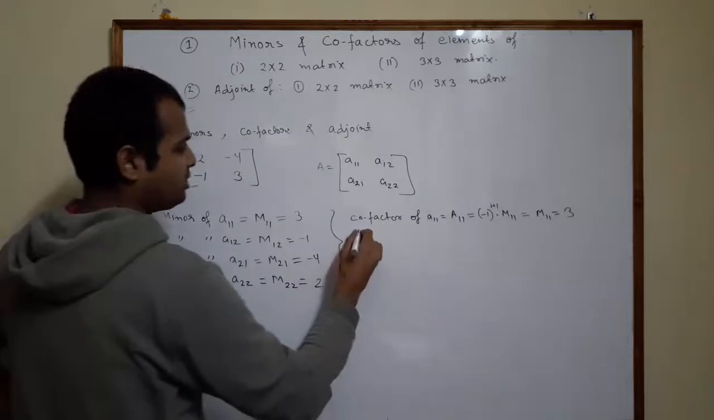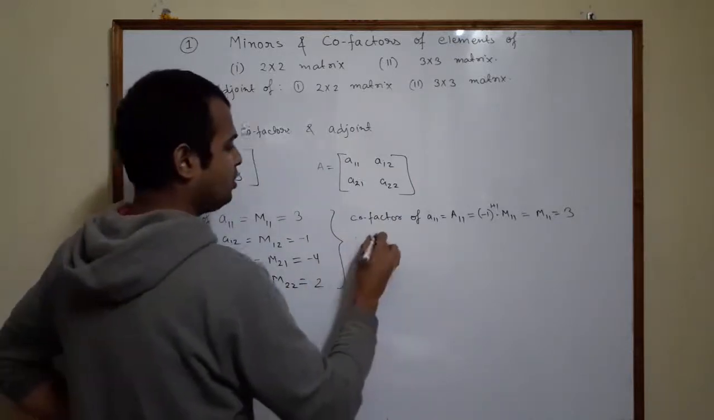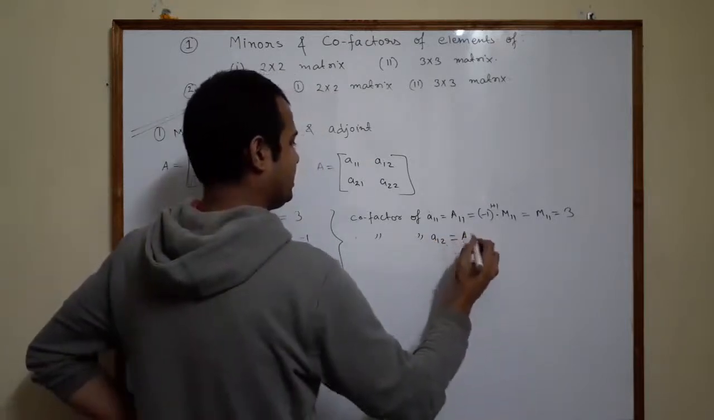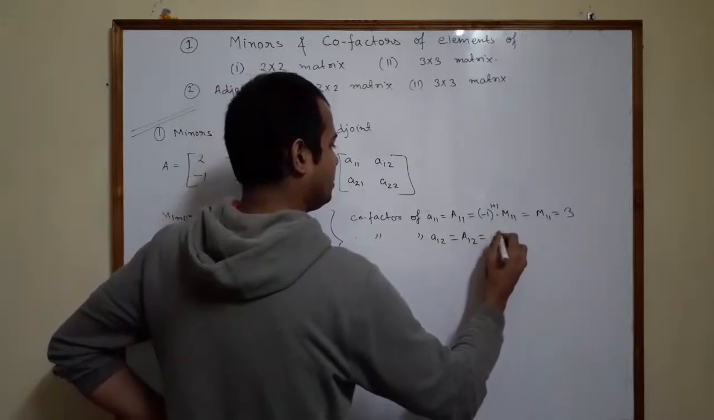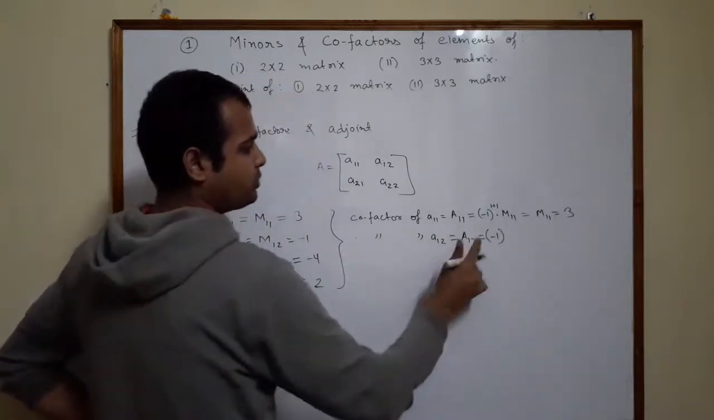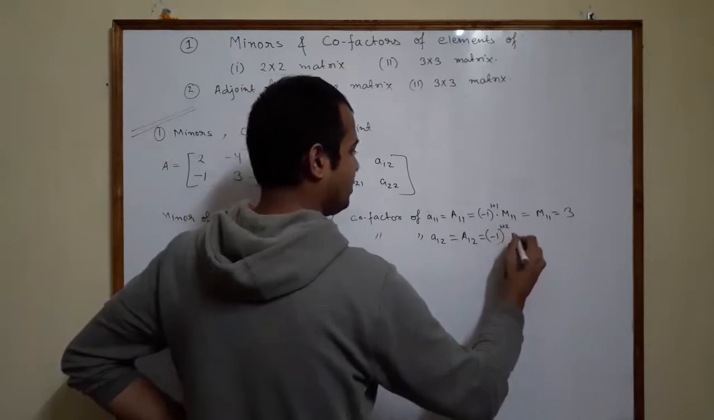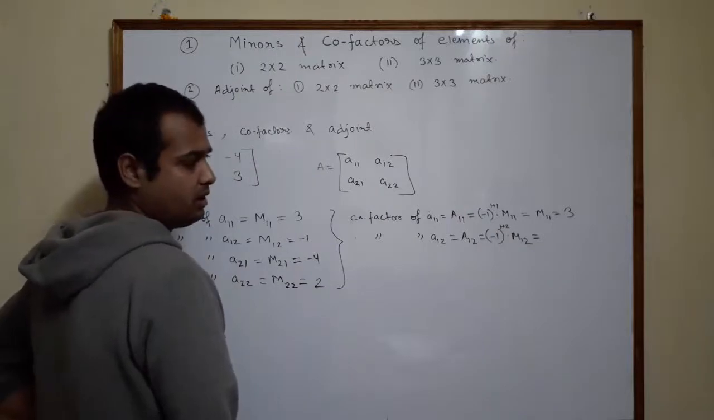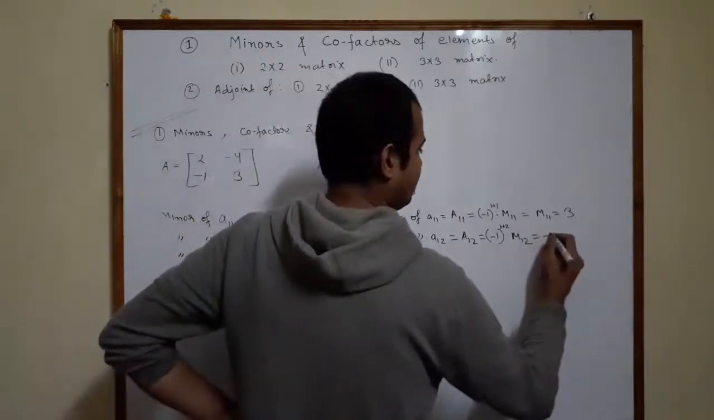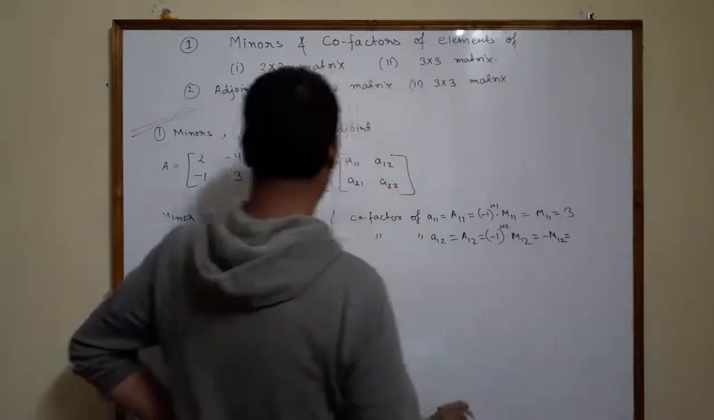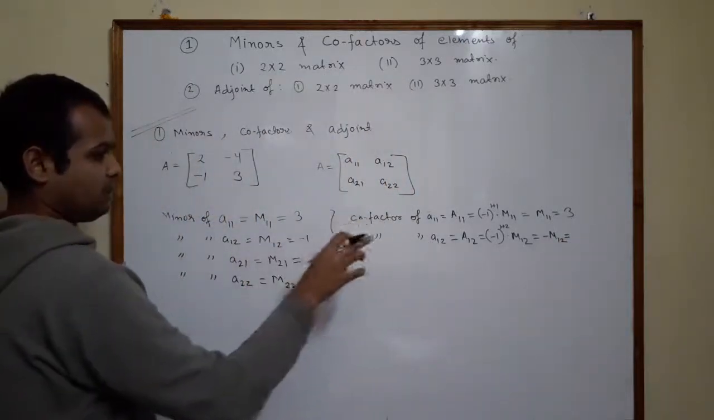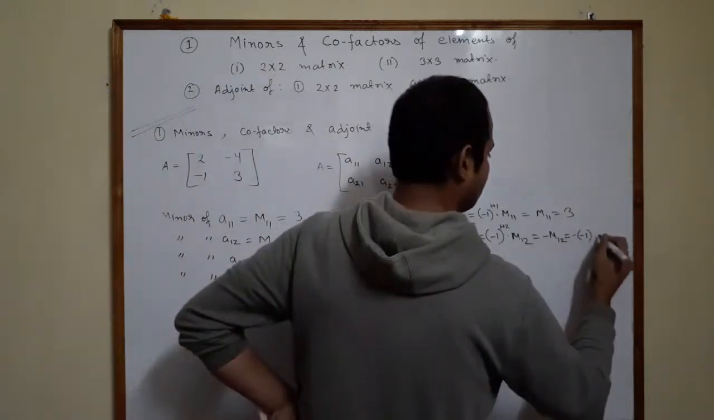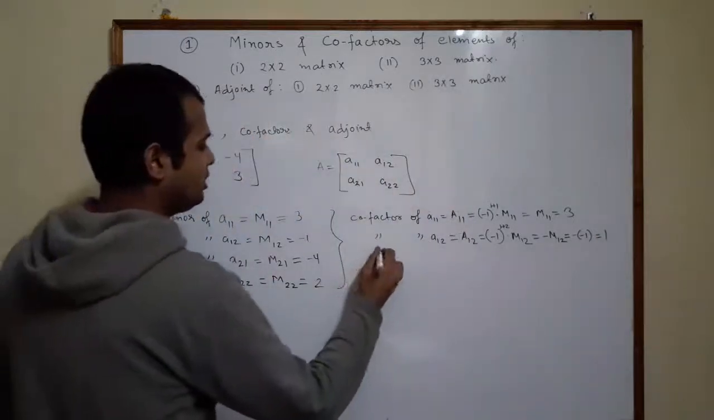Next, the cofactor of A12 is minus 1 to the power 1 plus 2 into M12. Minus 1 to the power 3 will be negative, so we get minus M12. M12 is minus 1, so minus minus gives 1. Next, the cofactor of A21.